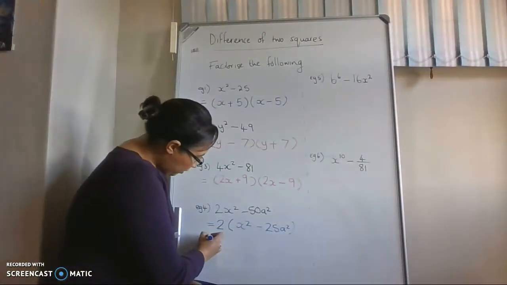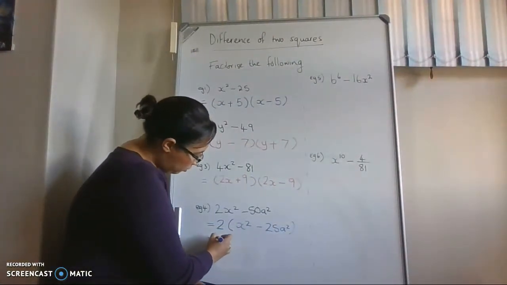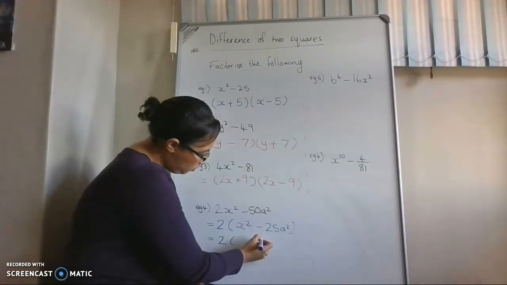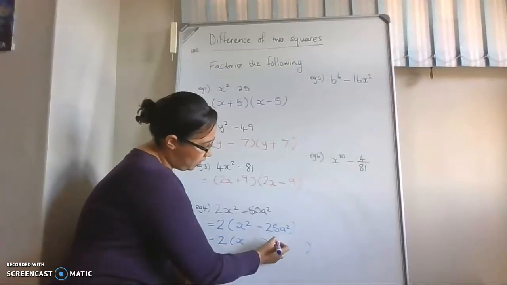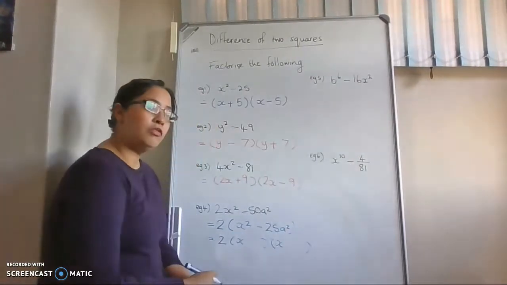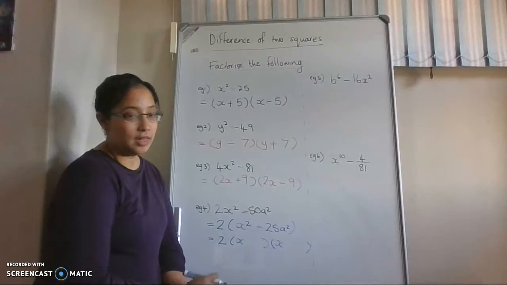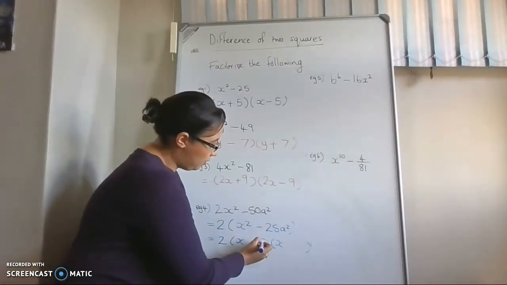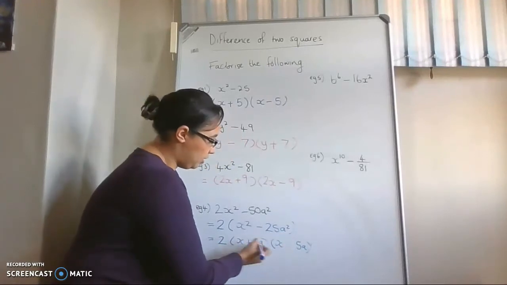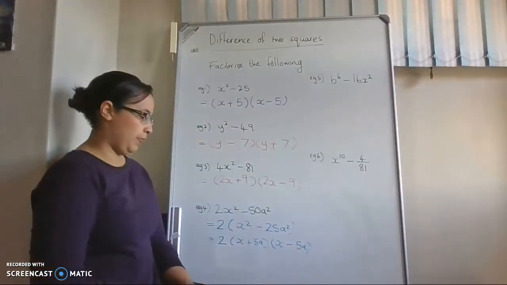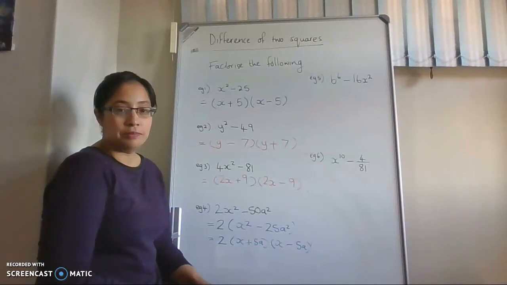So I'm going to factorize this. It's going to be 2, then x and x. The square root of 25a squared is 5a and 5a. We can say plus and minus. And that's it for that one.